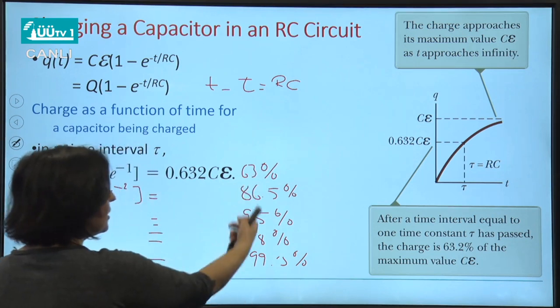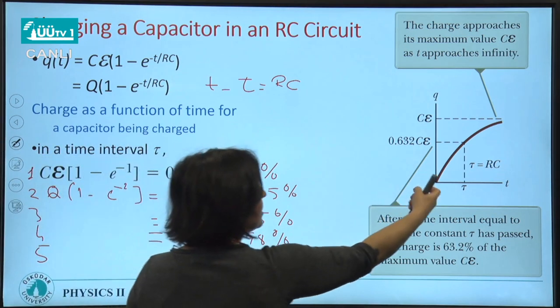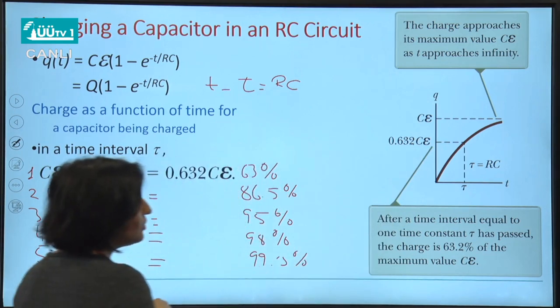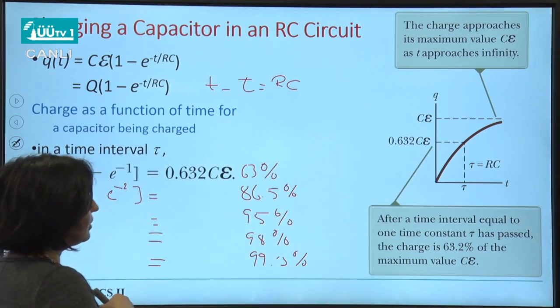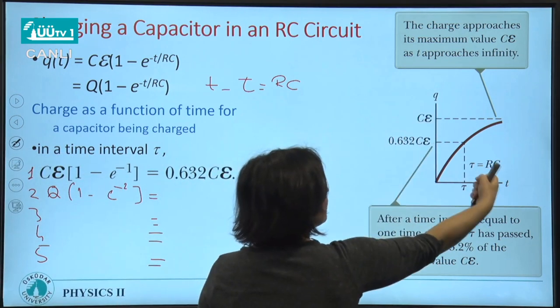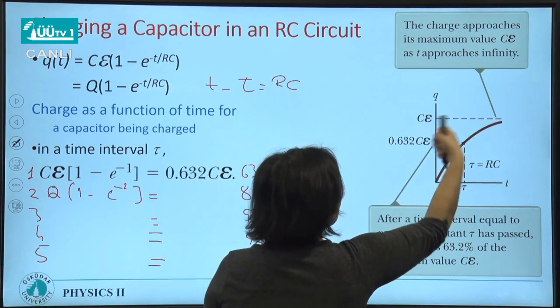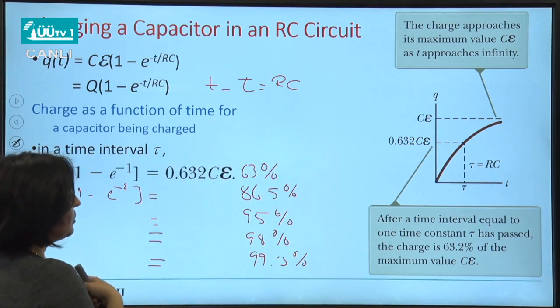Okay, by using these values we can draw this graph, and this graph, as you can see, is an exponential graph for the charge versus time, up to the maximum amount of charge.